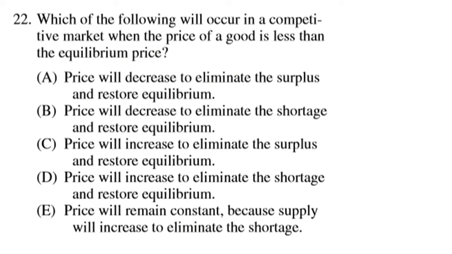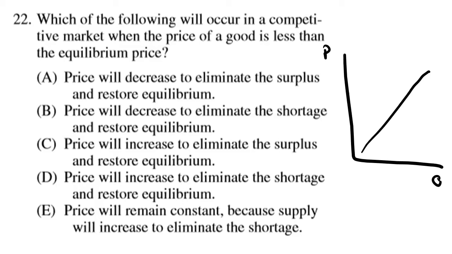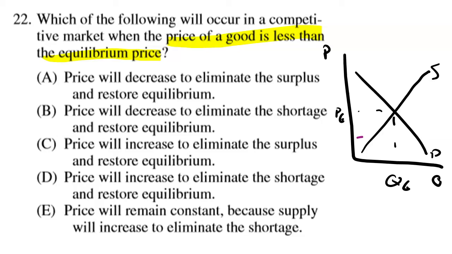Which of the following will occur in a competitive market when the price of a good is less than the equilibrium price? So here, let's just graph it out. This is our price and quantity, our supply and demand, and this is our equilibrium quantity, and more importantly, this is our equilibrium price. So this question is asking, what happens when the price of a good is less than the equilibrium price? Let's say that the price of the good is right here. What is going to happen?